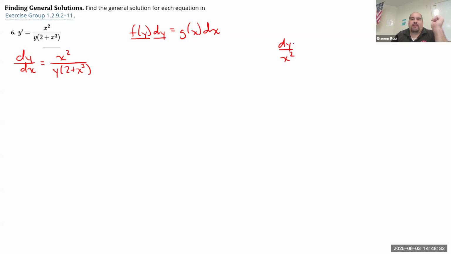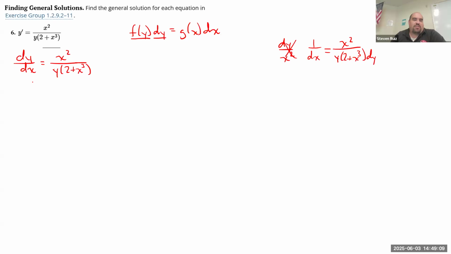Something else that's totally legal is I could do 1 over dx equals x squared over y times (2 plus x cubed) dy. Dividing by dx and dy doesn't really help us either. We need to be multiplying by dy dx. All right, so quick reminders. So now let's try to get to this separation of variables.